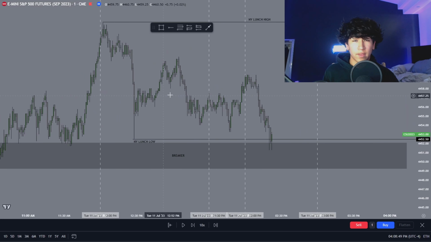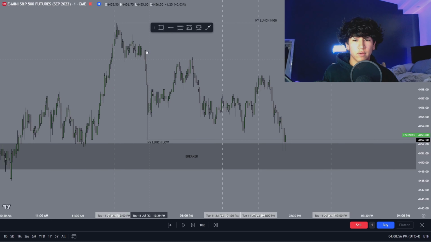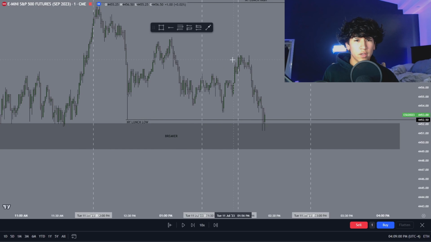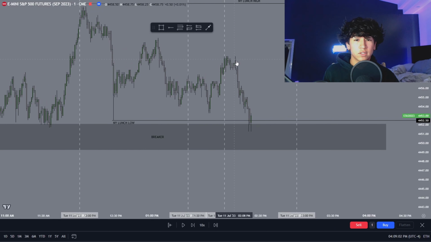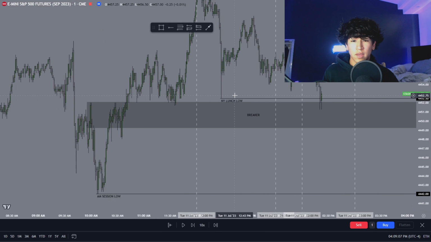Okay, so in yesterday's trading session from 12 to 1:30, we had this high right here, which was our buy side liquidity, and this low right here, which was our sell side liquidity. At 2, once the PM silver bullet starts, price came down, raided this liquidity, it swept liquidity. And what else did I notice?